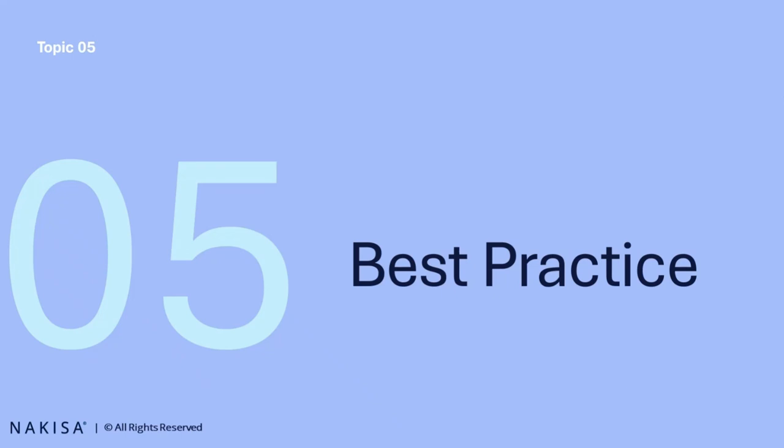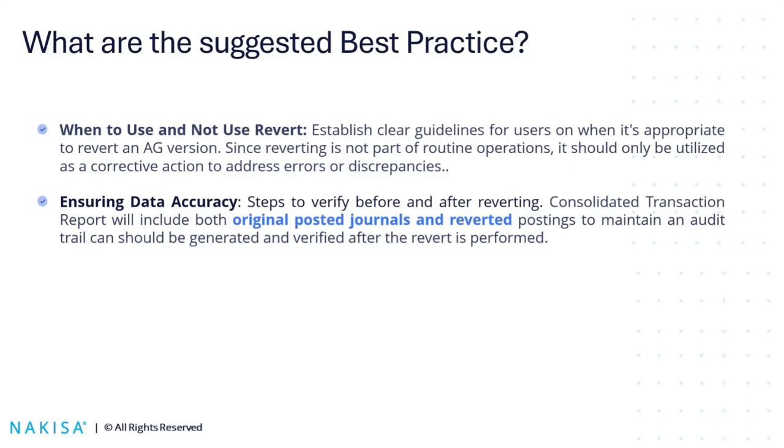Best practices, as I mentioned, that you cannot undo the revert function once a revision has been reverted. So it's a good practice to establish clear guidelines for the users to decide and document when it's appropriate to revert an AG. Since reverting is not part of a regular routine option, it should be only utilized as a corrective action to address any discrepancies or errors that were found.